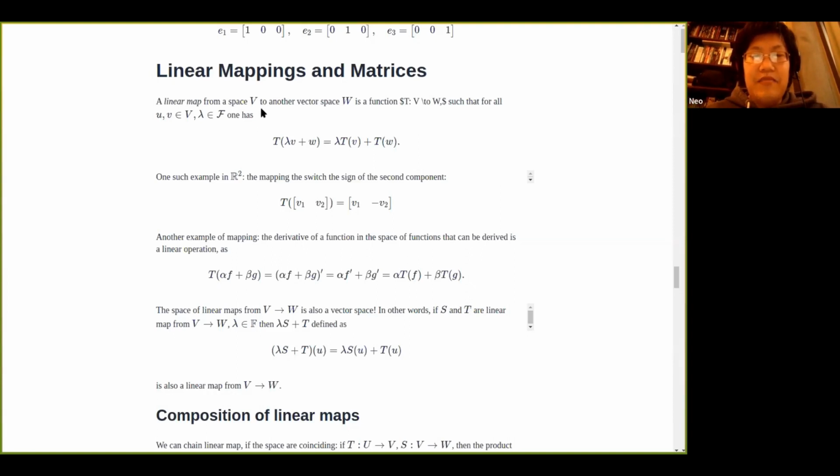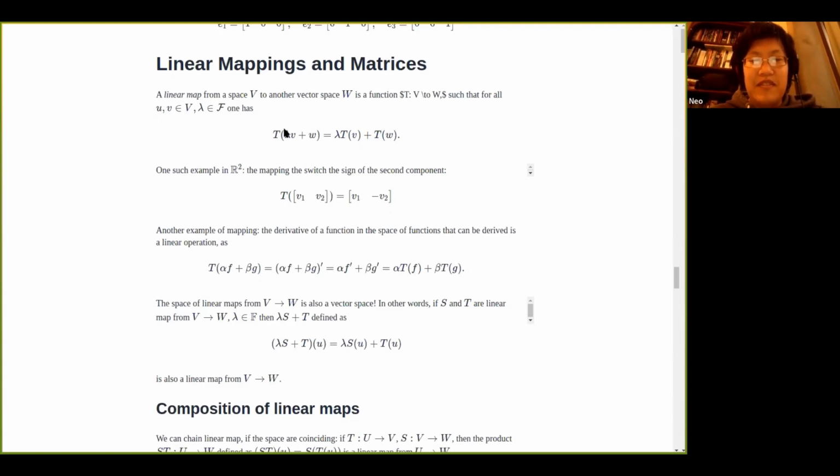And a linear map is simply a function where you can swap the parentheses with the plus and the scalar multiplication. This is mostly the definition. If you take a combination of vectors, a sum of vectors, and a scaled version of it, then it will be equal to the scaled version of the image plus the image of the second argument. So basically, you can just swap the order between the scaling, the plus and the function call.